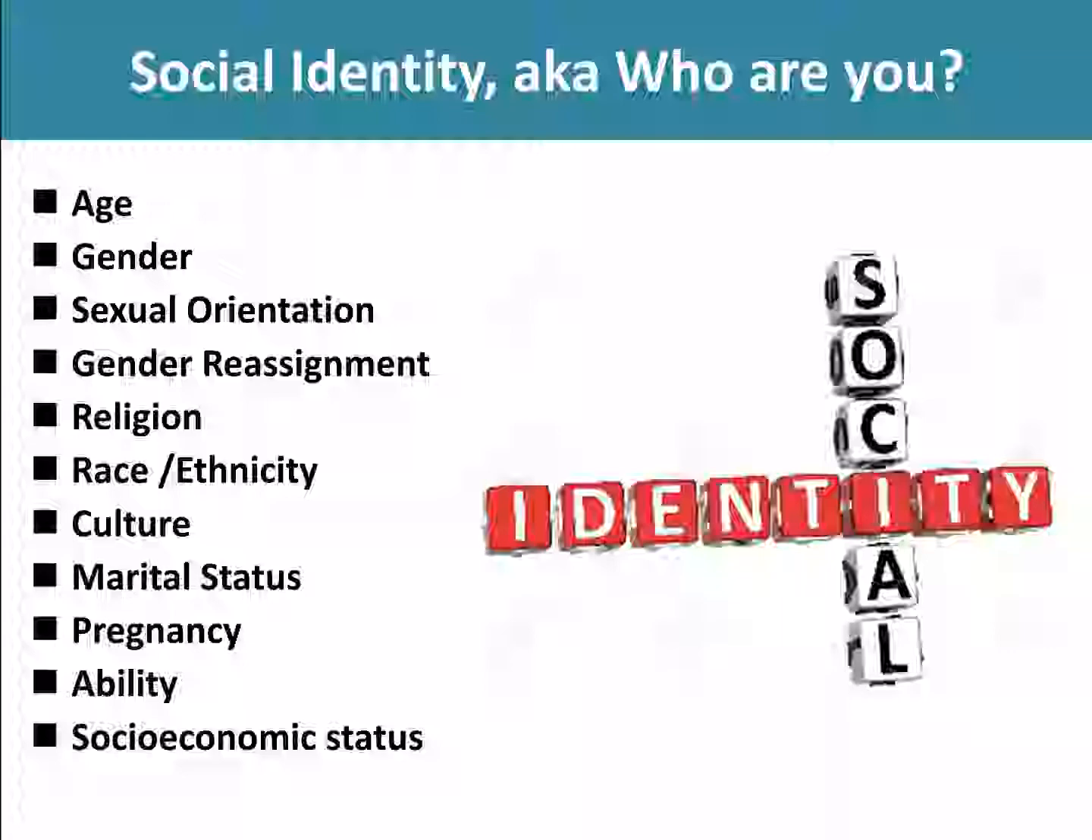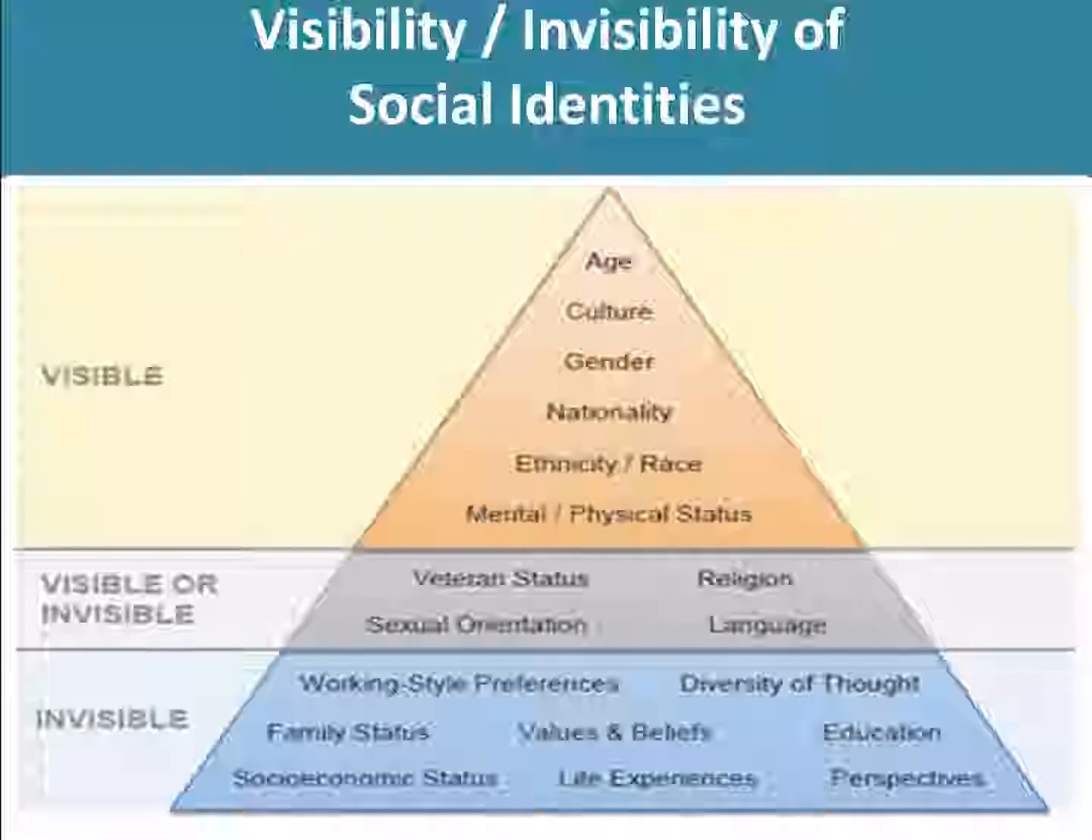So one approach is to look at a listing of social identities. This next approach is to look at the visibility or invisibility of social identities. As you can see in the pyramid, there are a number of identities that people may have that are completely visible, some that might be visible or invisible. And then at the bottom of this pyramid, you can see there are many identities that individuals can have that are actually invisible. And yet these are ways in which people will identify themselves and react in encounters.